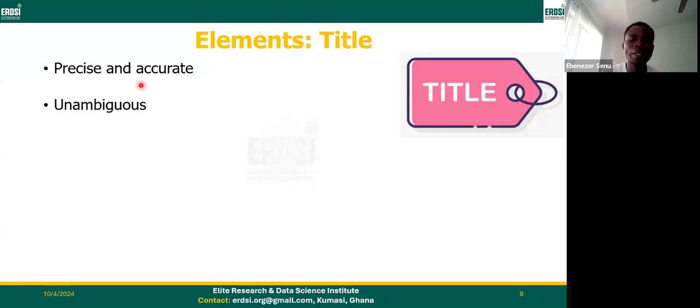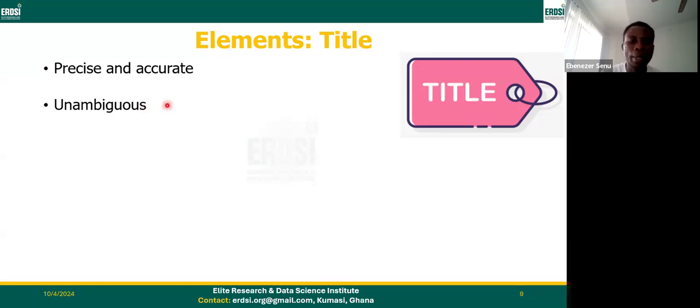And it should not be what? Ambiguous. Everyone should just read and understand. So you could say prevalence and factors associated with candidiasis. So I just understand that we are looking at, out of the population within Kumasi, how many people will have candidiasis? How many will not have it? And what are the factors that will predispose them to having candidiasis? Straightforward, it is not ambiguous.